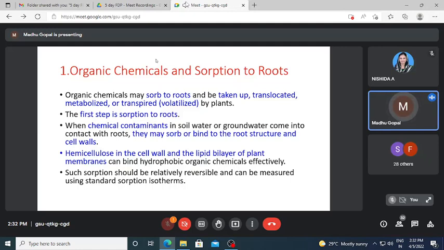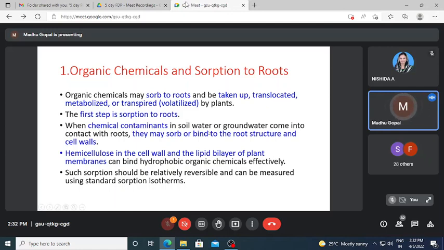So these organic chemicals may sorb to roots, and then the chemicals that are absorbed by the roots can be taken up, translocated, metabolized, or transpired by plants. That's what's happening. They take up the substance, translocate it to other parts of the system, then it is metabolized or transpired. Transpired means volatilized by plants. Then the first step is sorption to plants.